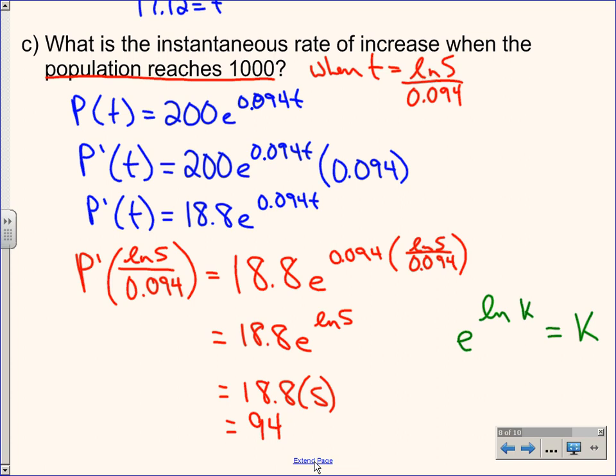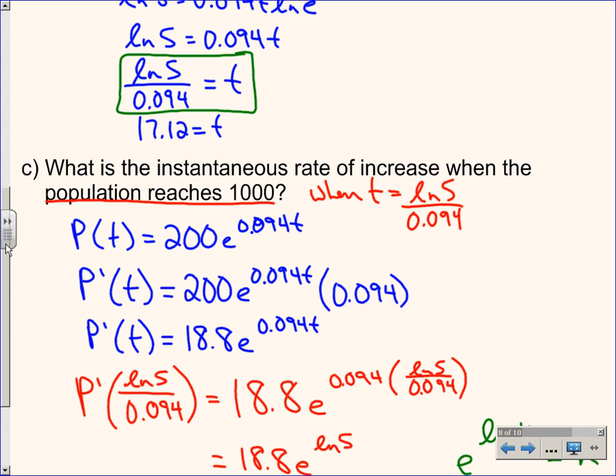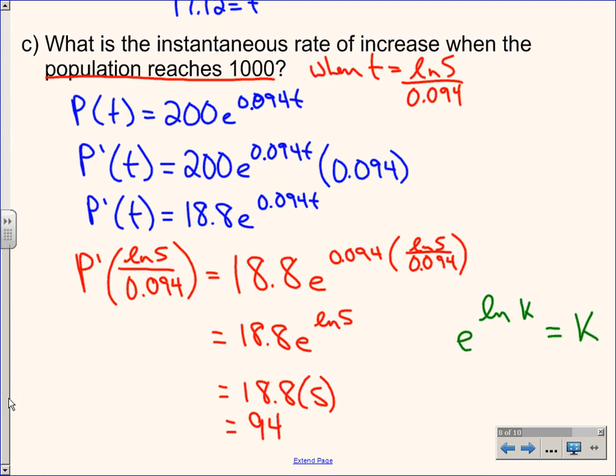Because remember we said it was about 17.12. So you could have subbed that in and it would have worked okay too. But when you got your final answer, it wouldn't have come out as exactly 94. It would have come out pretty close.